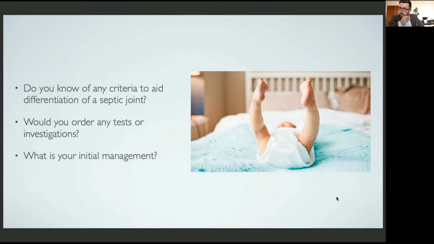Somebody said frog leg. Great. Fluid around the joint. Dylan said AP and frog leg. Great. So yeah, AP and frog leg views, and in regards to other blood tests. So blood tests already, somebody said earlier, ESR. ESR. CRP. CRP. White cell count.